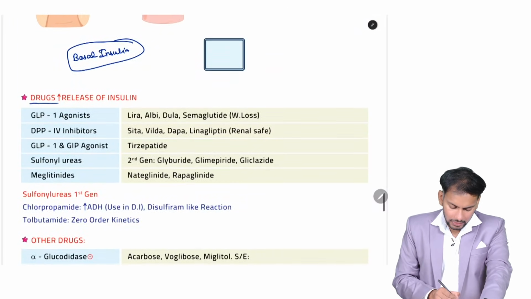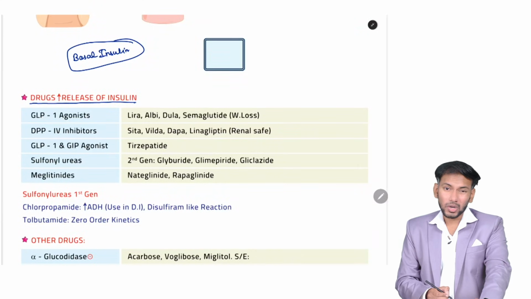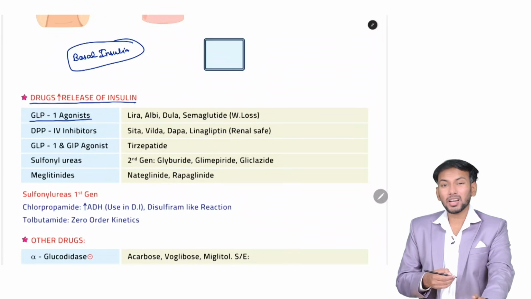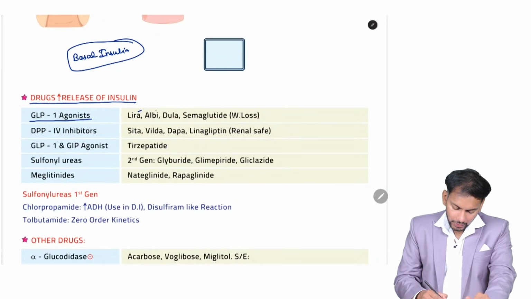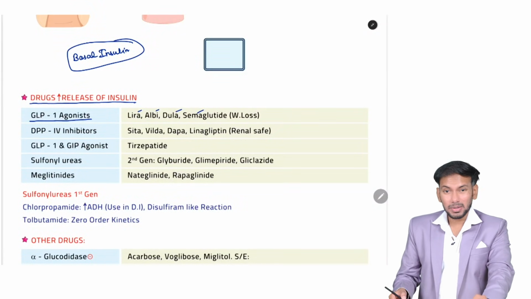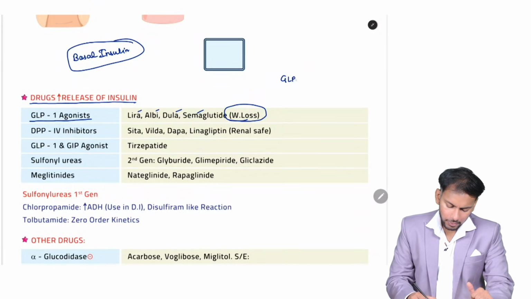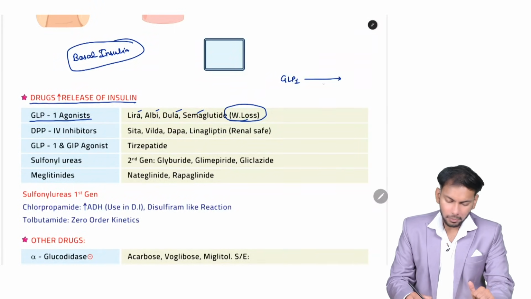So, drugs that are increasing the release of insulin. What are these drugs? I've already told you. You can give GLP-1 agonists. These are glutides: liraglutide, albiglutide, dulaglutide and semaglutide. These will cause weight loss. Now, if you see, GLP-1 is metabolized by something known as DPP-4.